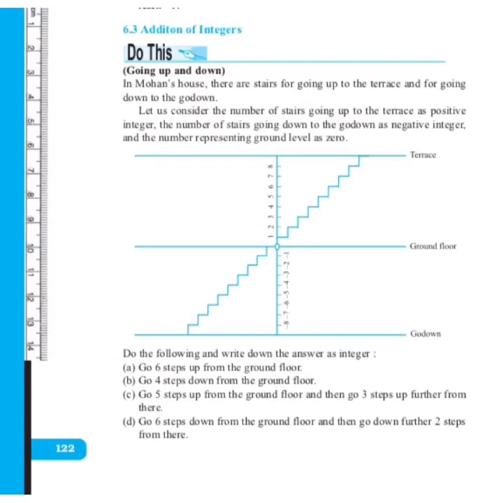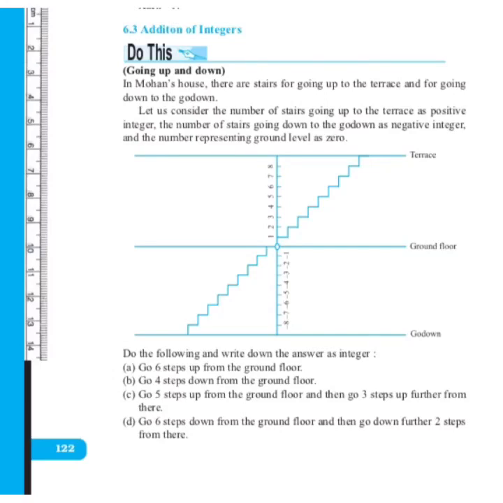Okay, so you can see the figure which is given on page number 122. We have to read the sentences and then we have to answer as integer. First one is go 6 steps up from the ground floor. Okay, children, so here when we are going up from the ground floor, what will happen? It will be in positive form. So the answer will be plus 6. Then second one is go 4 steps down from the ground floor. Okay, so when we are going down from the ground floor, that is from the origin, it becomes minus 4.